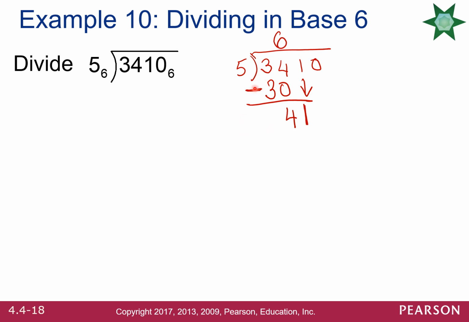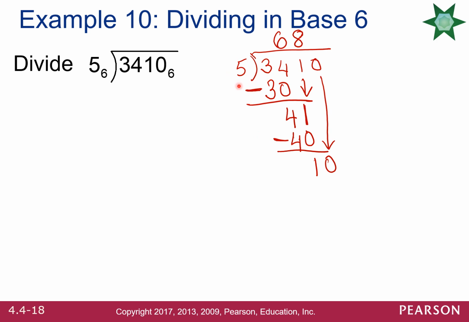We have to think, what should we multiply 5 with to get a value of 41, or a value closest to 41 without going over. So 5 times 8 is 40. So we write the 8 on top as part of the quotient. We write the 40, the product of 8 and 5, below the 41, and we do the subtraction. 41 minus 40 is 1. And now we bring down the remaining last digit, which is a 0, and we repeat the process.